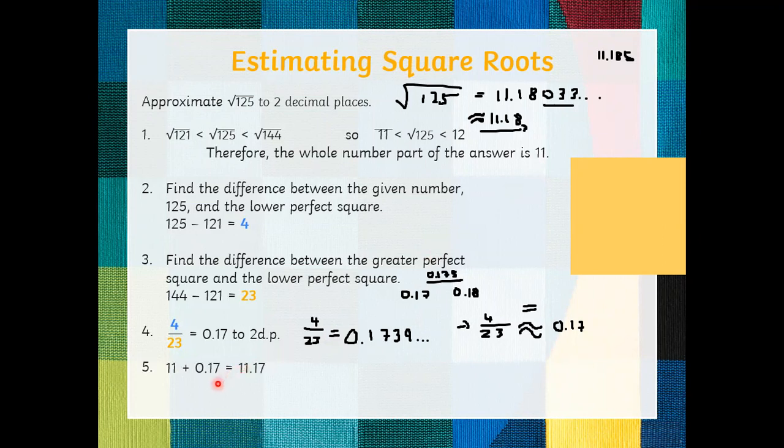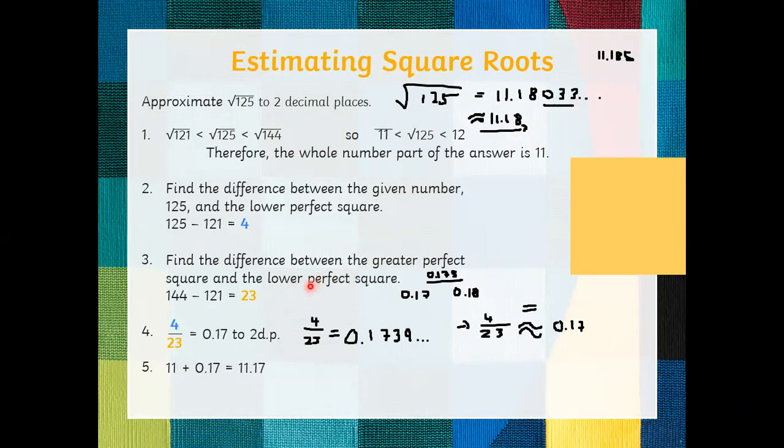So 11 plus 0.17. Okay, so this gives us the answer, so all of these are leading up to this answer. It's very close, but we are approximating, remember. So this is if we just rounded it down directly. So if we did use a calculator to check our answer, that's what we would get, to 2 decimal points. So this isn't what you should do. This is just to check.